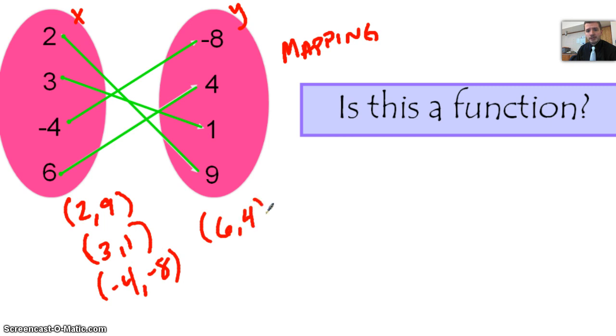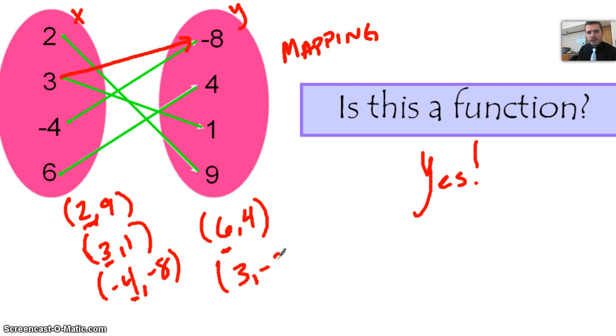When they ask you, is this a function? You're going to ask, do any of the x values repeat? After we write them all out, you see that none of our x's repeat, so we're good. This is a function. If you had seen an additional arrow from 3 going to -8, so I would have had (3, -8), then it would have been no, because the 3's would repeat. Not too bad.